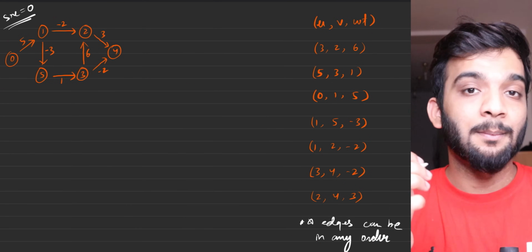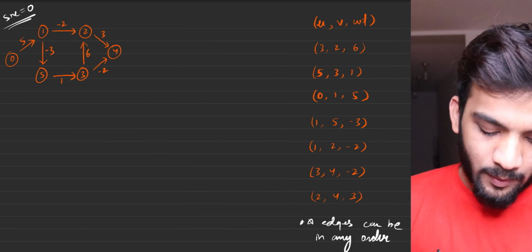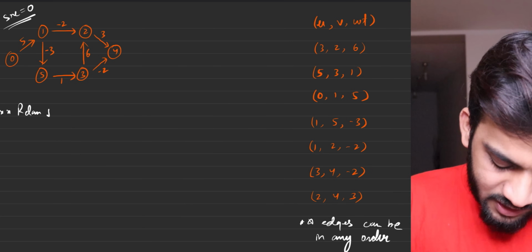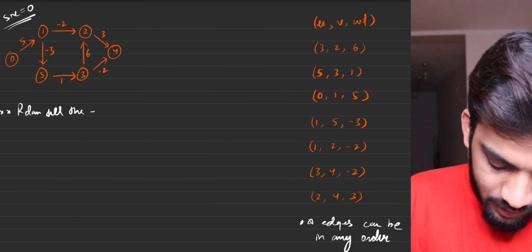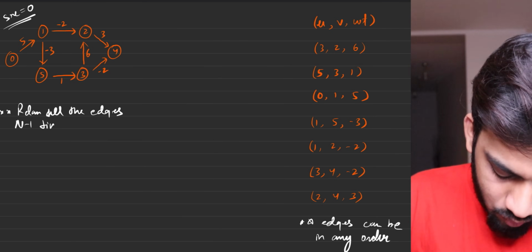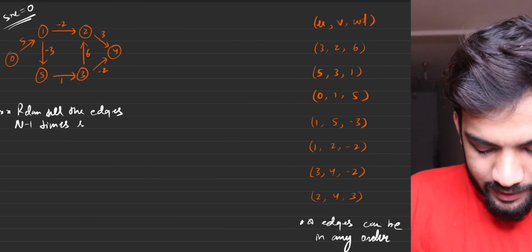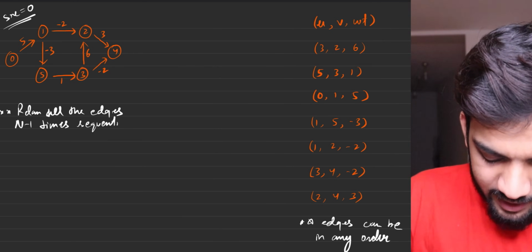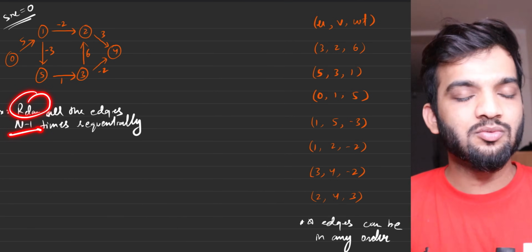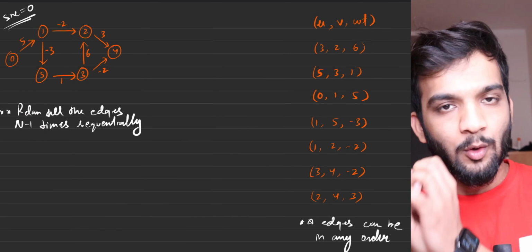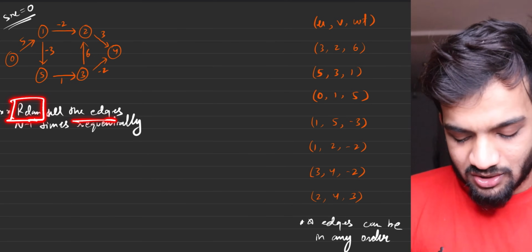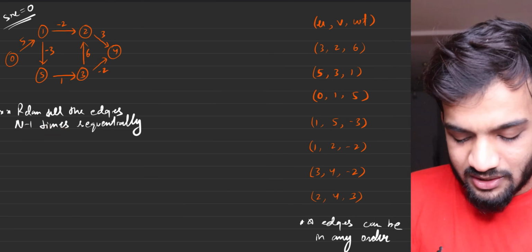Now, what does Bellman Ford state? Bellman Ford states you have to relax all the edges. Remember this: relax all. Very, very important. Relax all the edges n minus 1 times sequentially. Very, very important point. Now, what do you mean by relax? Y n minus 1, everything you will understand if you watch the video till the end. So, what they're saying is relax all the edges n minus 1 times sequentially.